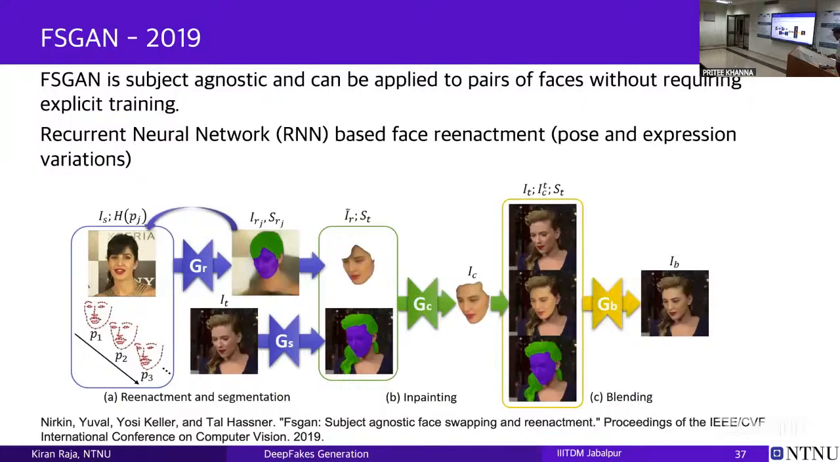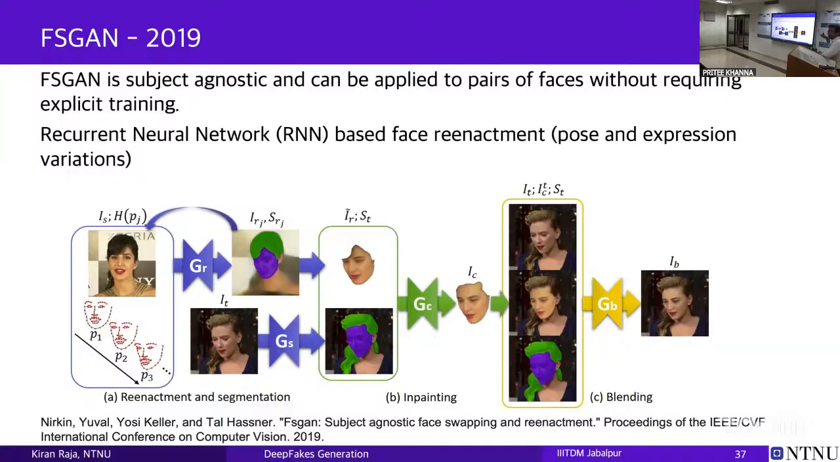And this one led to another work which is called FSGAN. FSGAN is quite nice in the sense that it is not dependent on the subject at all. Now it can be applied for anything and anyone, and this also doesn't need explicit training.